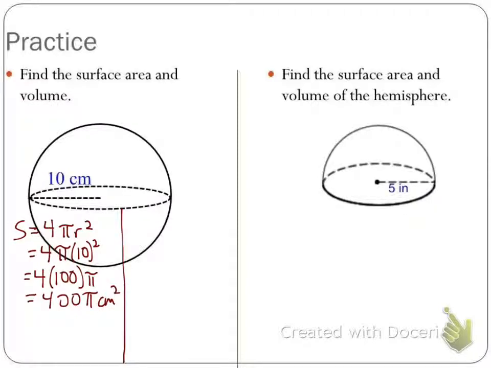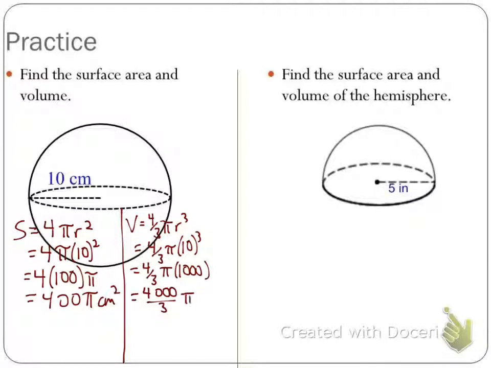Now we're going to look at volume. Our volume is 4/3 pi r cubed. Our radius again is 10. 4/3 pi times 10 to the third. That becomes 4/3 pi times 1,000. Now we can't divide 1,000 by 3 and get a whole number, but we could write 4,000 over 3 pi centimeters cubed.